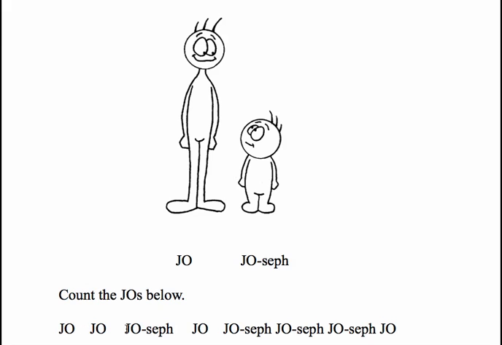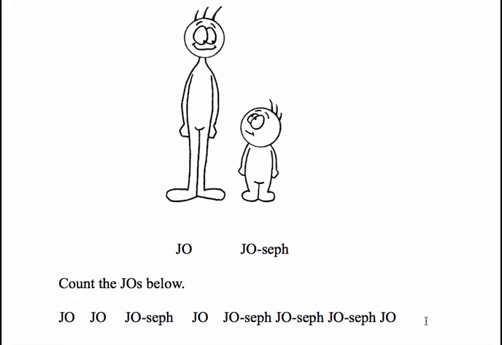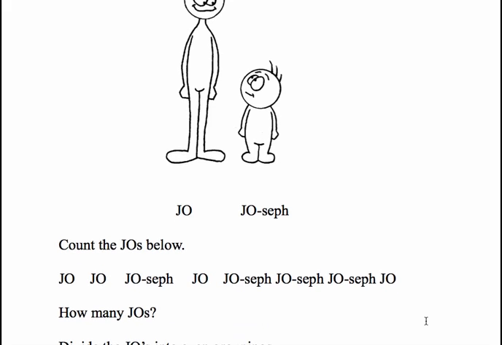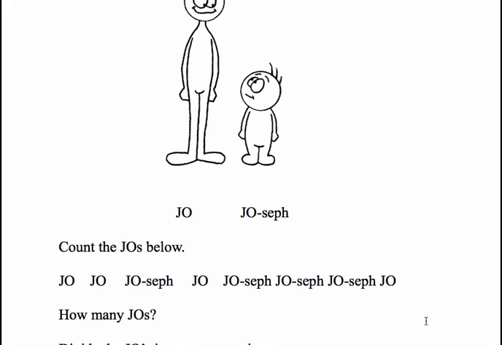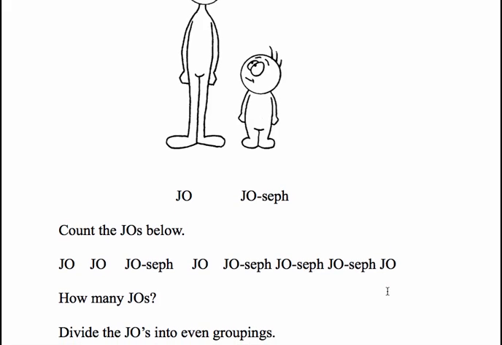Here's a series of Joes and Josephs as a rhythm, and it would sound like this. Joe, Joe, Joseph, Joe, Joseph, Joseph, Joseph, Joe. Your turn. Joe, Joe, Joseph, Joe, Joseph, Joseph, Joseph, Joe. Excellent. Okay. How many Joes did we have here? 8.